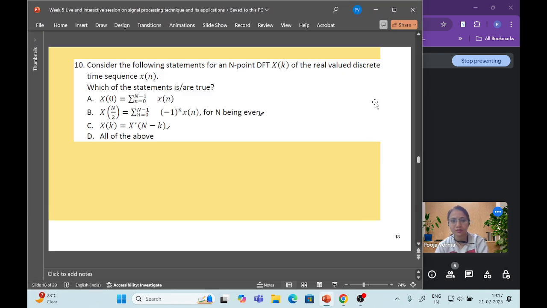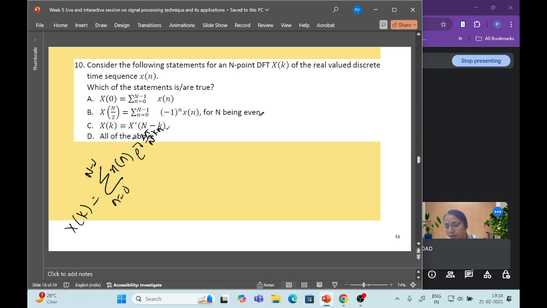Okay. I will explain here by options, so we will see which one is correct. Already we know the equation of the DFT: X of k is equal to the summation n varies 0 to N minus 1, x of n e to the power minus j 2 pi by N k n. So option A, whether it is correct or not.